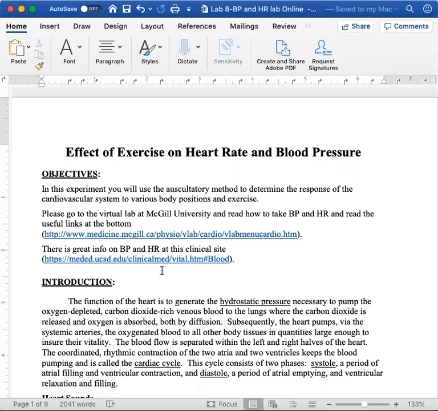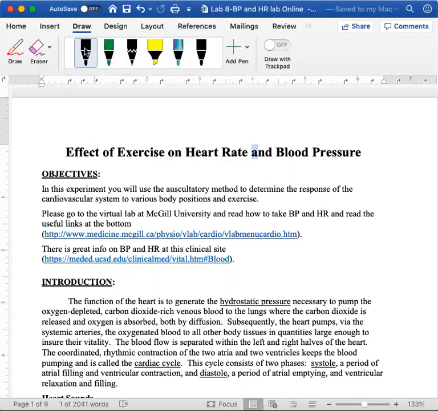First off, what we're interested in is typically, if we were on site, we would use the oscillatory method to determine the response of the cardiovascular system to body positions and exercise. The oscillatory method is listening, and so you would use a stethoscope and a blood pressure cuff to listen to your heart rate and blood pressure. Okay.